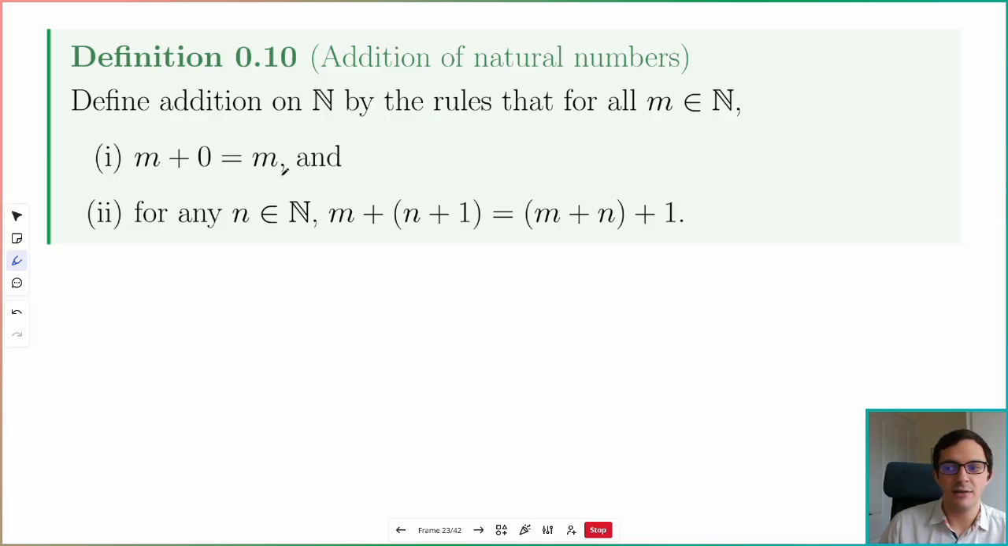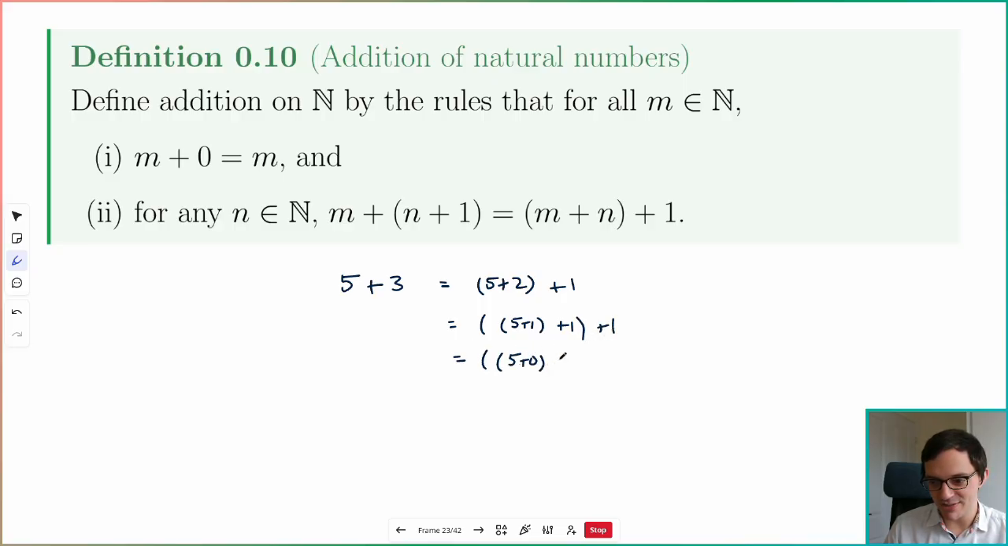And then, if you're not interested in adding 0 but you want to add something else, my rule is that you can add m plus 1 by adding m and then adding 1. And that's a definition. So this defines, for example, 5 plus 3 by saying that 5 plus 3 is the same thing as 5 plus 2 plus 1, which of course is recursive because 5 plus 2 is defined as 5 plus 1 plus 1, and recursing further, 5 plus 0 plus 1 plus 1 plus 1.